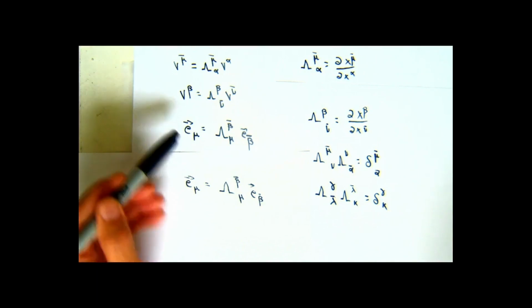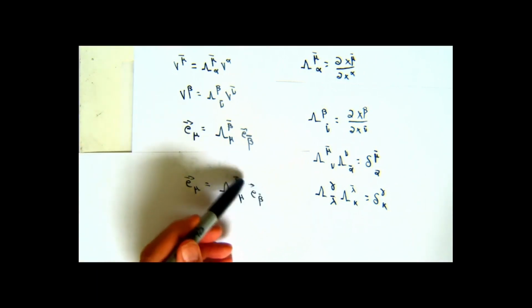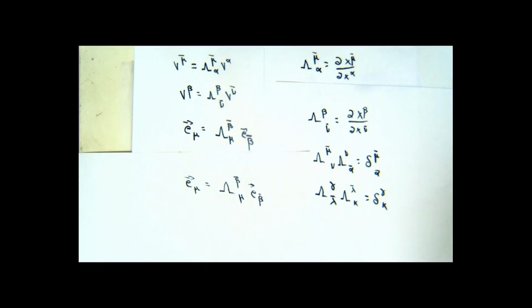I'll work with this formula. Let's think about the indexes. Beta bar isn't really there. It's an index of summation. So if I were going to move something around, there's no point in trying to move the beta bar. I'm going to do something with the mu, though.